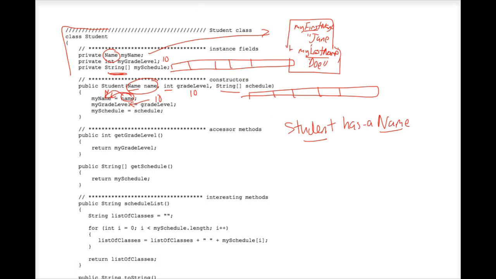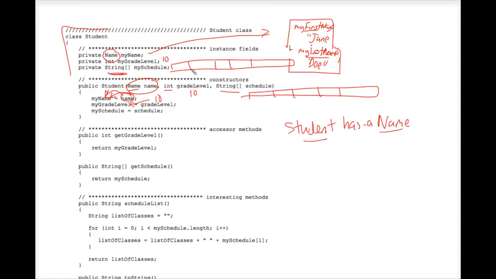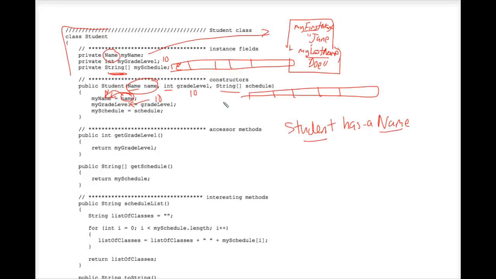Hey, let's fill in the schedule a while. English, algebra, history, bio. E for English, English, algebra, history, and bio. Algebra, history, and bio. Looks like I made this array too long.